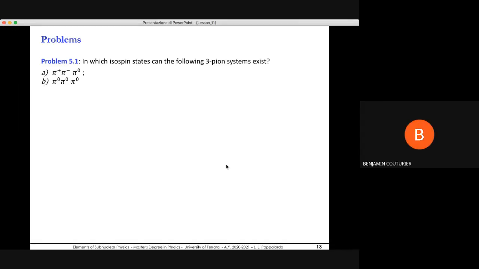Sì, la vediamo. Okay, so we will now solve 3 problems about isospin, as we've seen today. The first one: in which isospin states can the following 3 pion system exist? So pi plus, pi minus, pi 0, or a 3 pi 0 system. I will now switch to the blackboard.